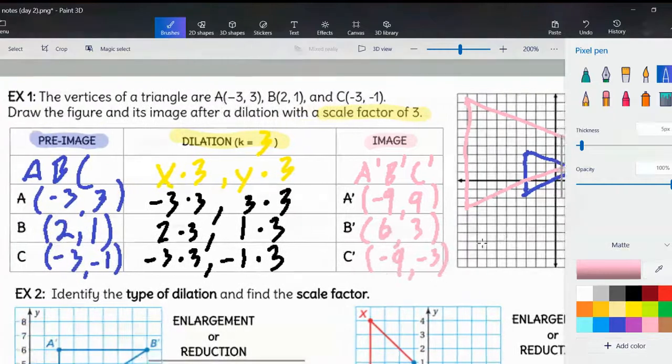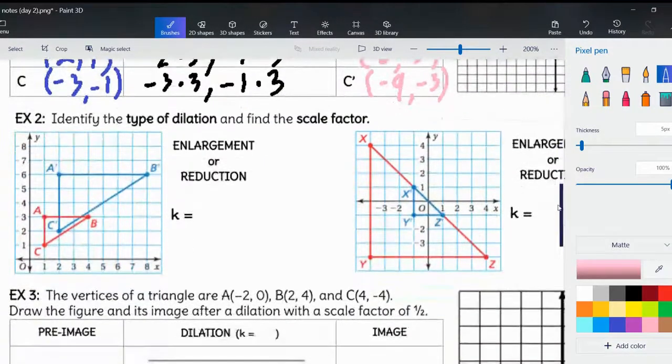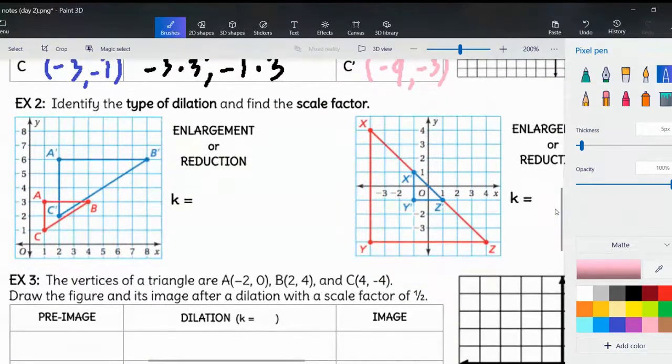Going down to example 2. Here you're going to identify the type of dilation and find the scale factor. First part should be pretty easy. All you're doing is figuring out is it an enlargement or a reduction. So this one, from the original image, A, B, C, to A prime, B prime, C prime, did it get bigger or smaller? It got bigger. So it's an enlargement. Okay, it's pretty obvious.